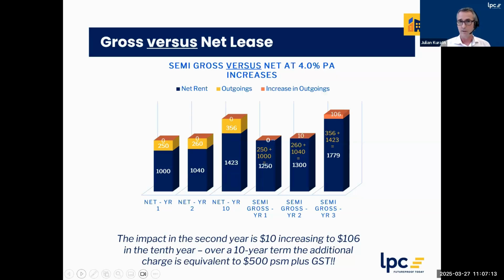A simple way to avoid the double up is to insist on the base year for outgoings increasing in line with the rent reviews under the lease. Traditionally, base years would only update at the exercise of option.